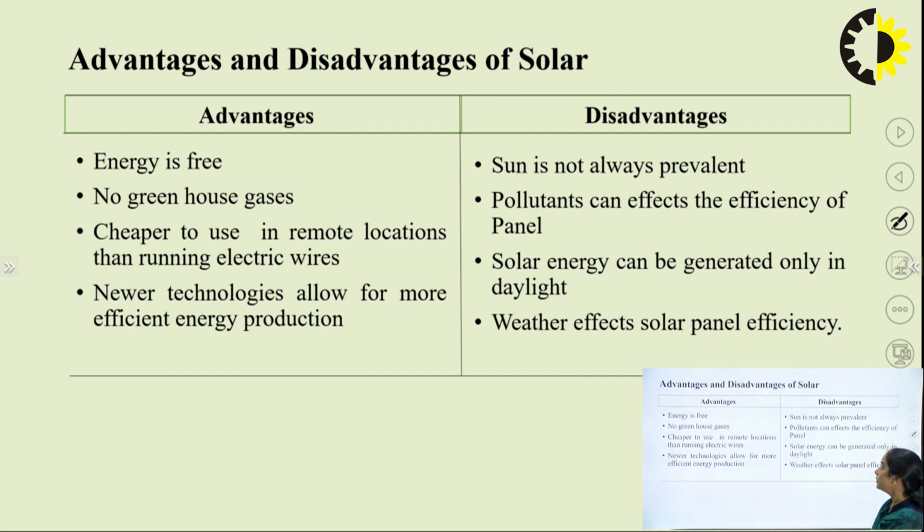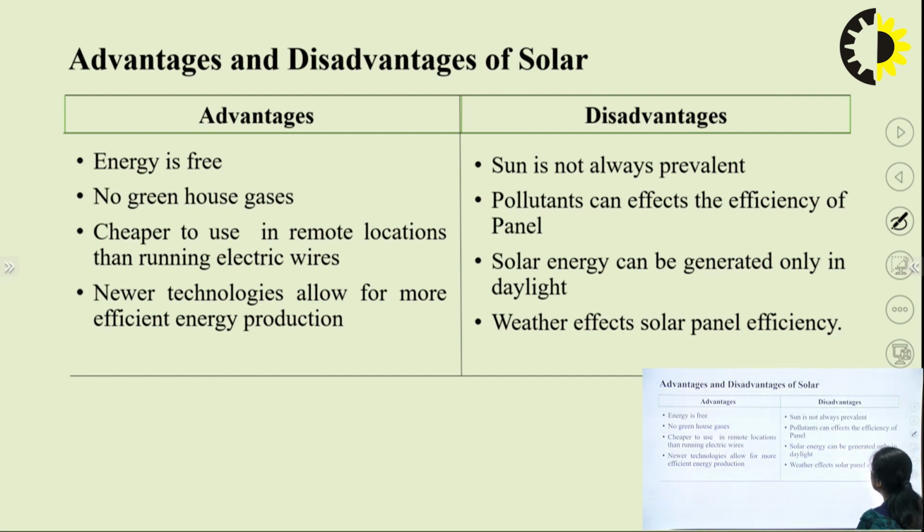What are the disadvantages of solar energy? The sun is not always prevalent, it is intermittent. Like in winter it is very hard to get solar energy, so it is not always prevalent. Pollutants can affect the efficiency of the panel. Pollutants and dust particles, if they are over the solar panel, affect the efficiency, so that needs to be checked at particular time intervals.